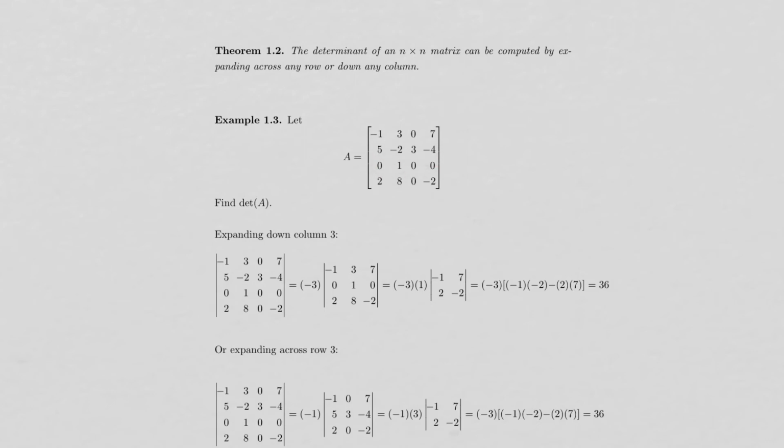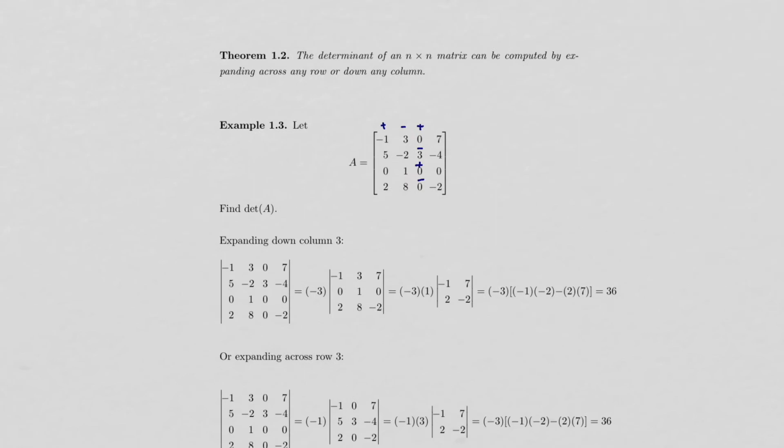We're still going to have the same number of computations. And just to illustrate that it works and that we get the same answer, I'll do both ways. So if we go down column 3, expanding down column 3, well, the first thing we have to do is get our overlay of signs down column 3. And we do that the same way that we did before.